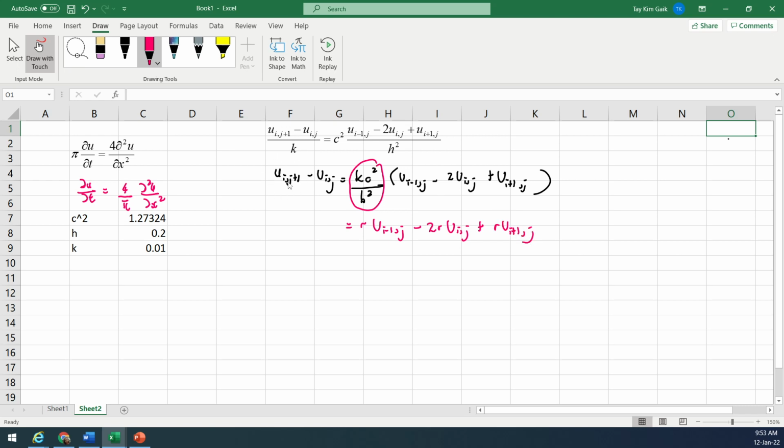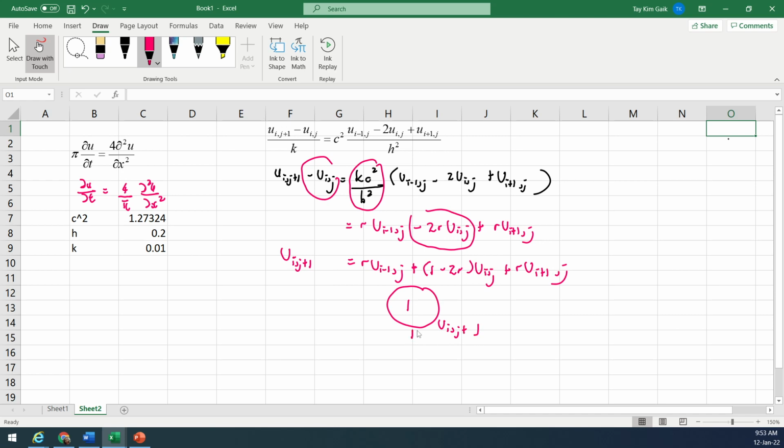So solving for u(i,j+1), you're collecting this term and this one together. So u(i,j+1) is r times u(i-1,j), and then minus, bring to the right-hand side, becomes positive 1 minus 2r u(i,j), plus r times u(i+1,j). That's why the molecule.